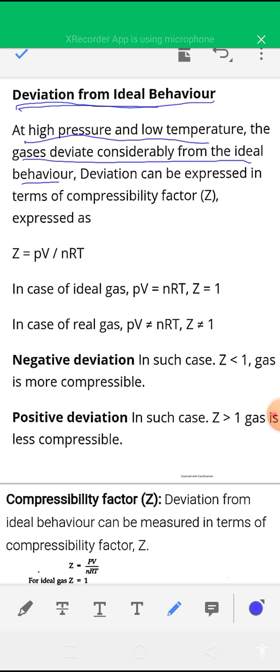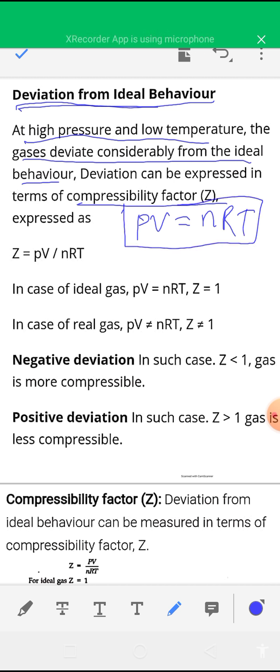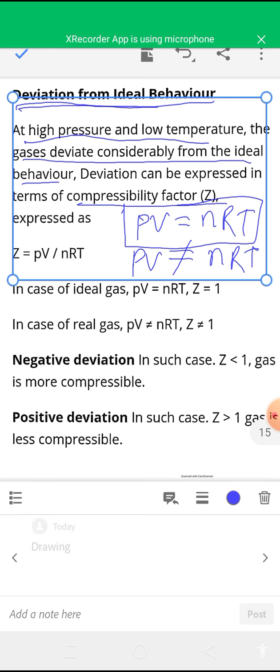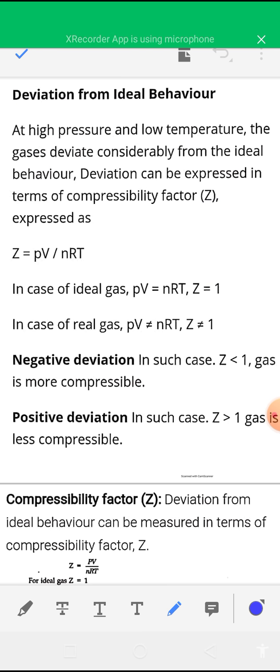The deviation from ideal behavior can be expressed in terms of compressibility factor Z. We know that for ideal gas, the ideal gas equation is PV equal to nRT, but for real gas this equation is not valid, and for real gas PV is not equal to nRT. To measure the deviation from ideal behavior, we can take the help of compressibility factor Z.